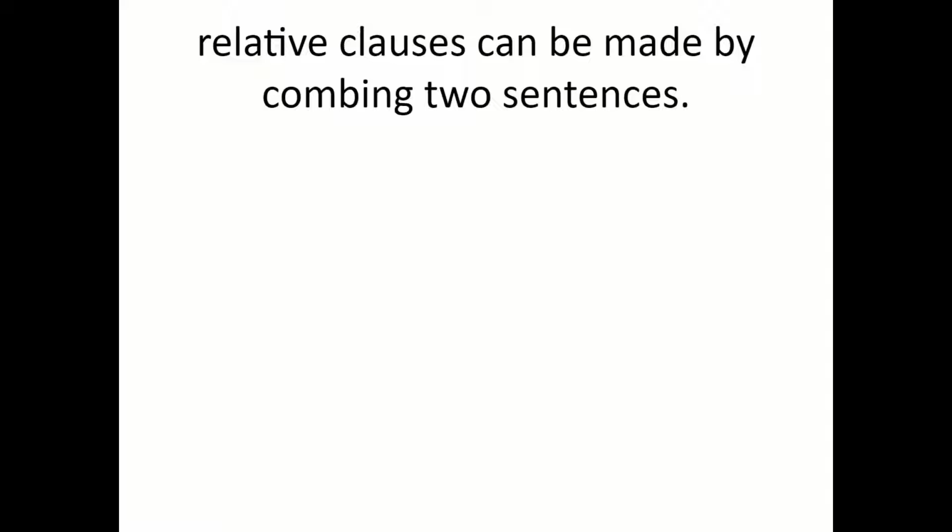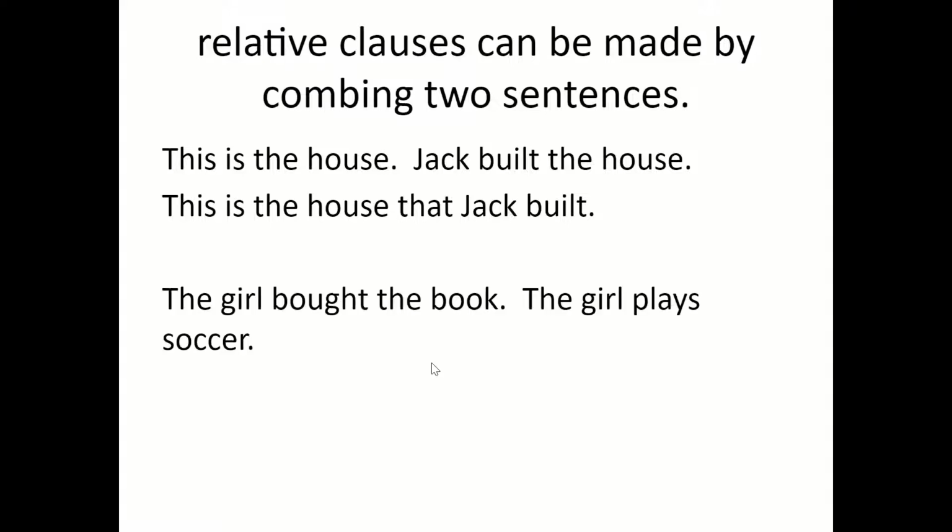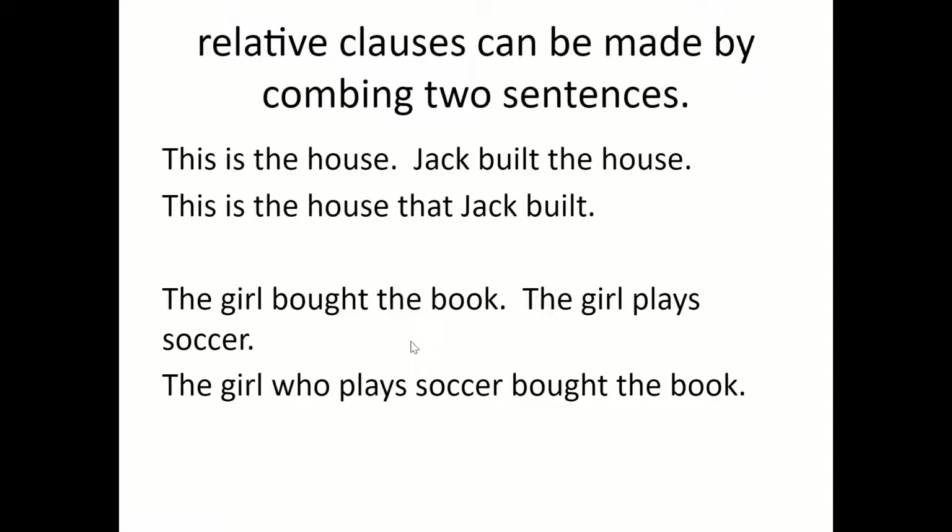Relative clauses can be made by combining two sentences. So here we have, this is the house. Jack built the house. We combine Jack built the house into the noun phrase, and we have, this is the house that Jack built. Or, this is the girl. The girl plays soccer. We combine these two sentences inside of each other, and we have, the girl who plays soccer bought the book.